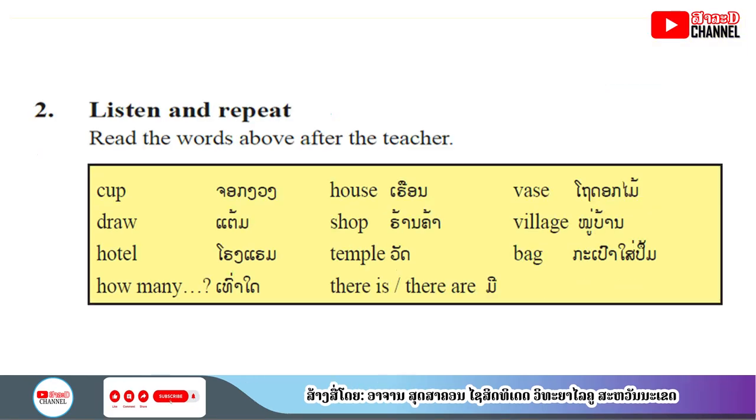Exercise 2. Listen and repeat. Read the words above after the teacher. Cup, draw, hotel. How many? House, shop, temple. There is, there are. Vase, village, bag.